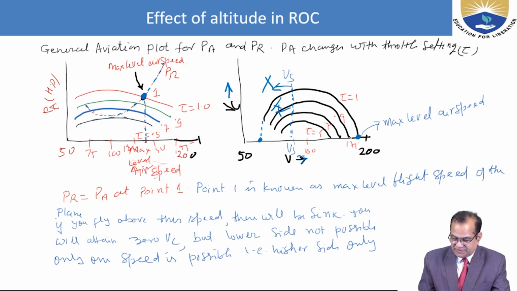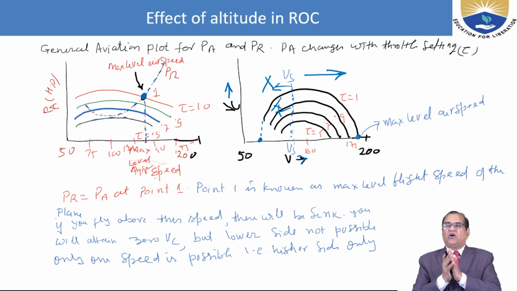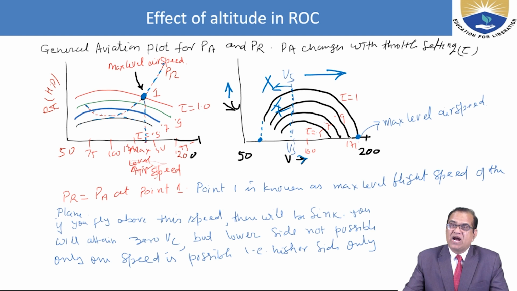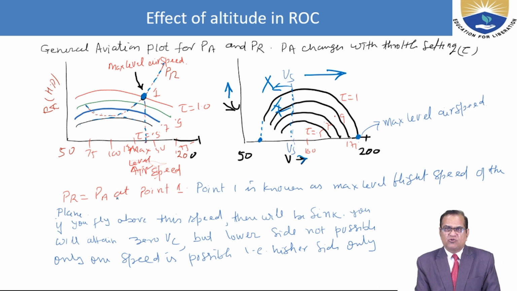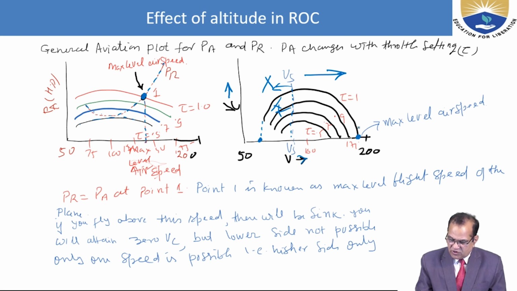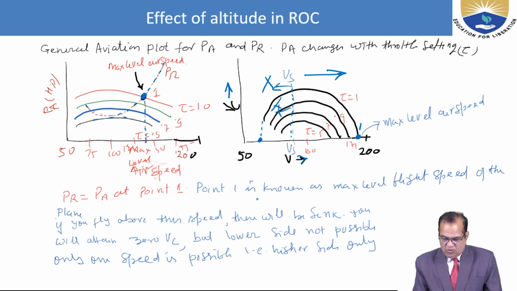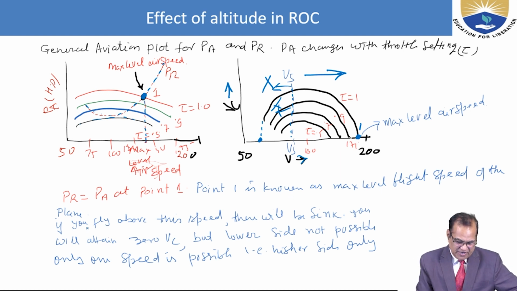So this area is not acceptable. Only this area is acceptable. Only one point is there, which is the maximum velocity up to which the aircraft can fly. PR is equal to PA at point 1 here, and here also we have point 1. Point 1 is known as the maximum level flight speed of the airplane.